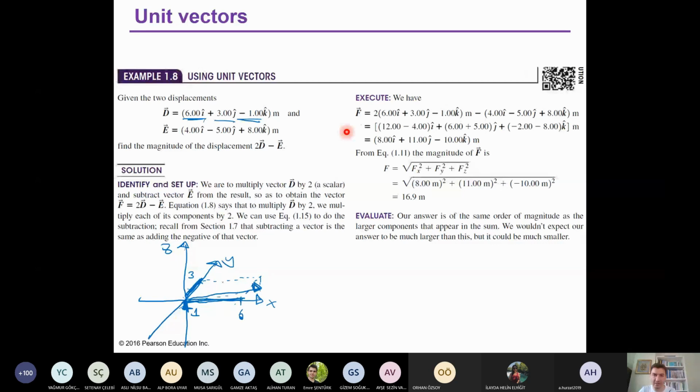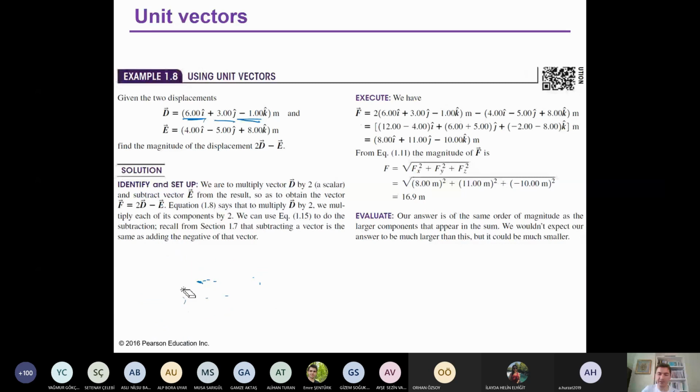Okay, this is the total displacement, but the question asks the magnitude. Now we have the vector. This is not the magnitude, okay? So what is the magnitude? Magnitude can be written like this: f squared is equal to fx squared plus fy squared plus fz squared. So you know fx is 8, fy is 11, and fz is 10. Put them here, then finally you will find the magnitude. Is it okay? Any question here?